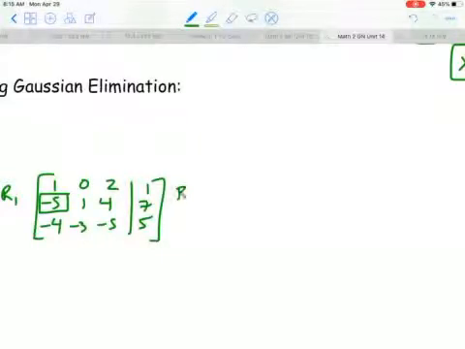So I'll do row 2. I'm going to add 5 to it. I'm going to take row 1 because that's where my 1 was.